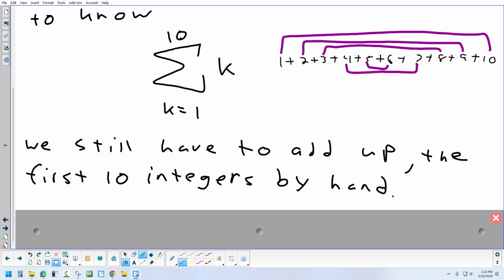So we need a way that's going to work for more things in general. So I'm going to show you some formulas you can use to get rid of the sigma when you have a linear formula, which is what that one is, it's just k to the first. I'll show you one you can use for a quadratic, and I'll show you one you could use for a constant. I have one for a cubic, but I'm not going to show you that one.